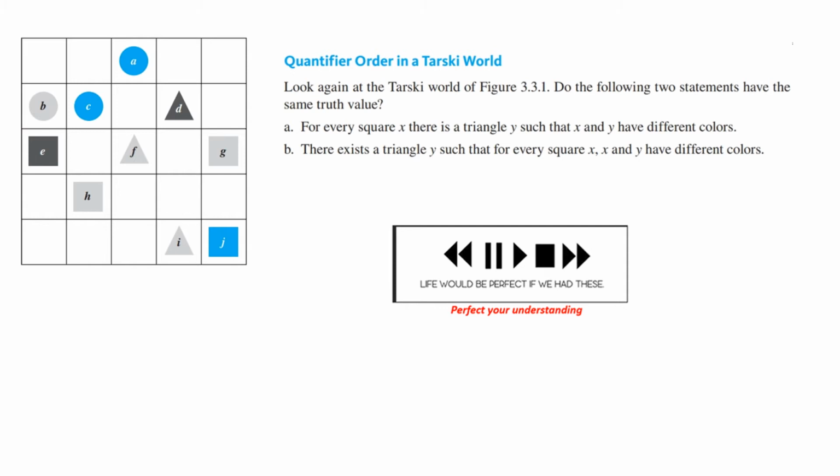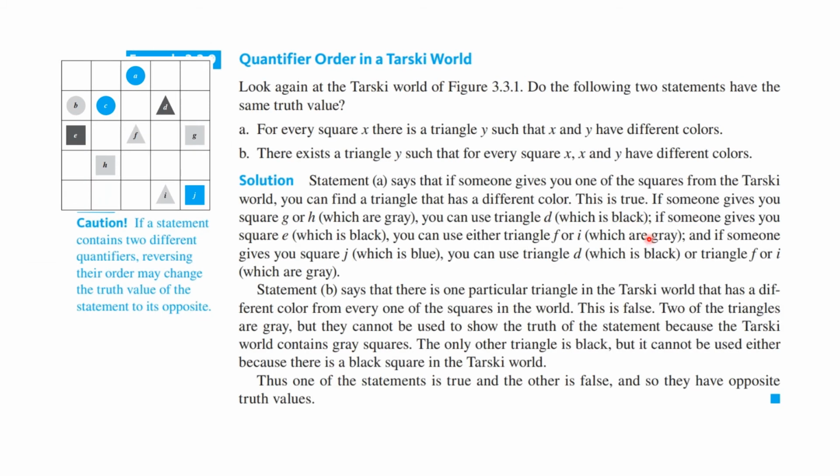Let's see how you did. Okay, so statement A says that if someone gives you one of the squares, you can find a triangle with a different color. This is true. Statement B says there is one particular triangle in Tarski's world that has different colors from every one of the squares in the world. This is false.